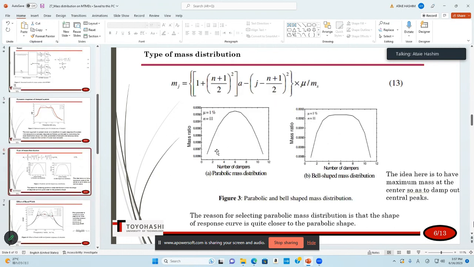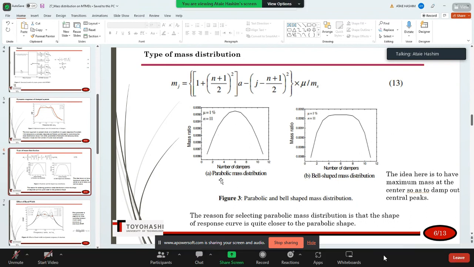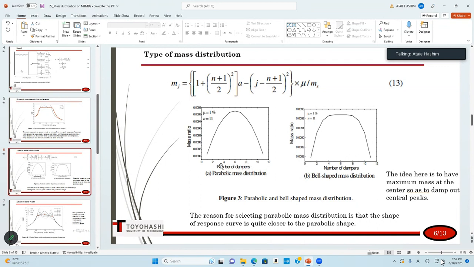Okay. They said that there are two mass distribution methods: one is probabilistic mass distribution, and the other is bell-shaped mass distribution. Here, you see that in L1 PMD, for example, the number 6 has the biggest amount of mass, but the others have smaller amounts of mass. In the bell-shaped mass distribution, almost half of them, about 6 of them, have almost the same mass, but the others have a smaller amount of mass.